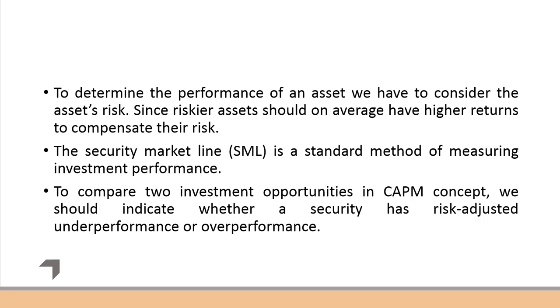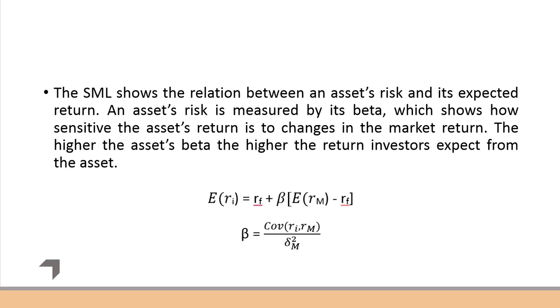The security market line, known as SML, is a standard method of measuring investment performance. To compare two investment opportunities in order to choose one over another, in the CAPM concept, we should indicate whether a security has risk-adjusted underperformance or overperformance, and we're looking for overperformance, obviously. The SML shows the relation between an asset's risk and its expected return.